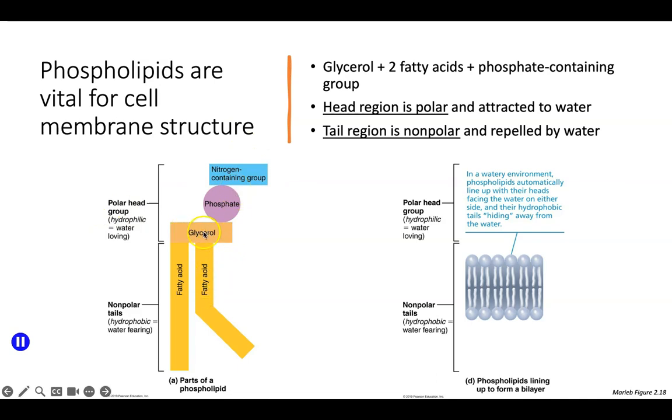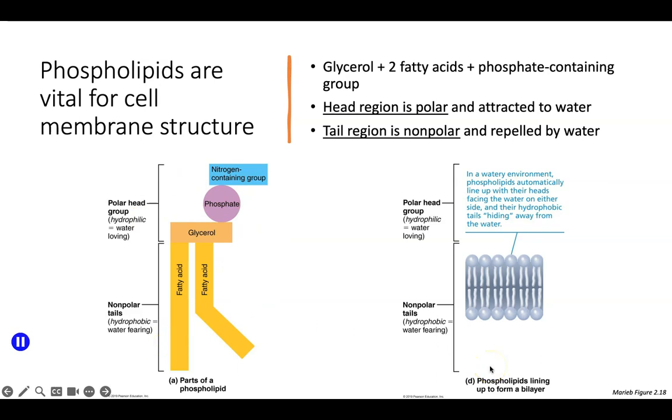On the other hand, we have glycerol bound to 2 fatty acids. Remember, it was 3 fatty acids for a triglyceride. For a phospholipid, just 2 bound to the glycerol. The third space is taken up by this phosphate group. But those fatty acid tails are going to make up this non-polar tail. So we have a hydrophilic head and hydrophobic or water-fearing tails. And that's really what defines a phospholipid, is it's got these 2 sides, one water-loving, one water-fearing.